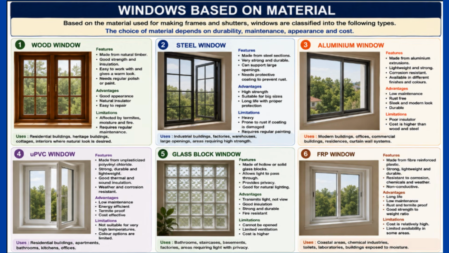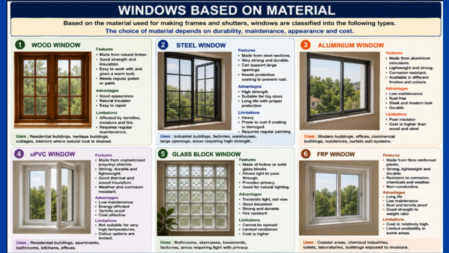Windows based on material. Windows can also be classified according to the material used to make their frames and shutters. The main materials are wood, steel, aluminum, UPVC, glass blocks and FRP. Wood: gives a warm, traditional appearance and good insulation, but needs regular maintenance. Steel: very strong and durable, but may rust if not properly protected. Aluminum: lightweight, strong and corrosion resistant with a modern appearance. UPVC: low maintenance, durable and provides good thermal and sound insulation.